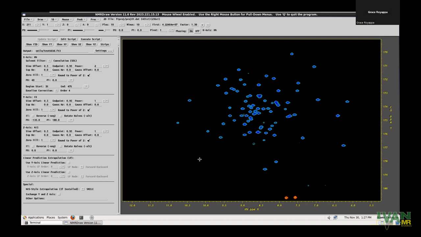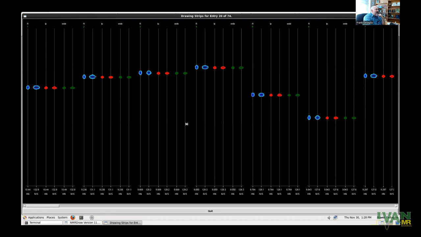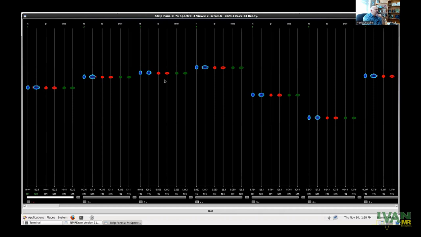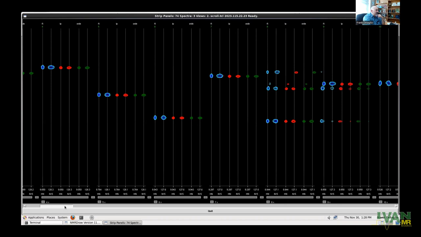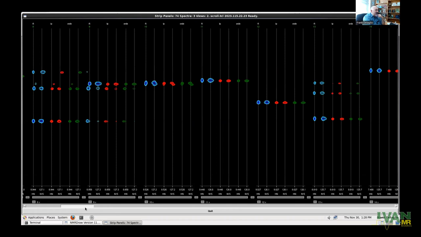Okay, what were we doing? Oh, yes, all right. So we processed this whole thing with SMILE. Let's look at the results. Now when we look at the strips, we have the original Fourier transform version, the linear prediction version that we made, and the new SMILE version. So they're all pretty reasonable. I would say that the SMILE version is a little bit better and a little narrower, but they're all quite usable.